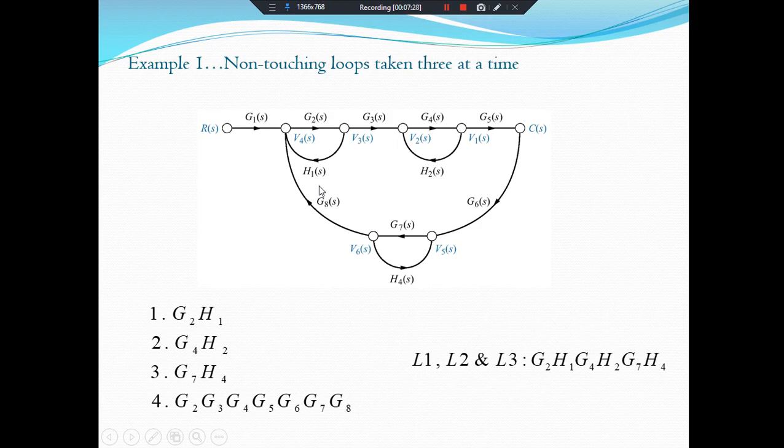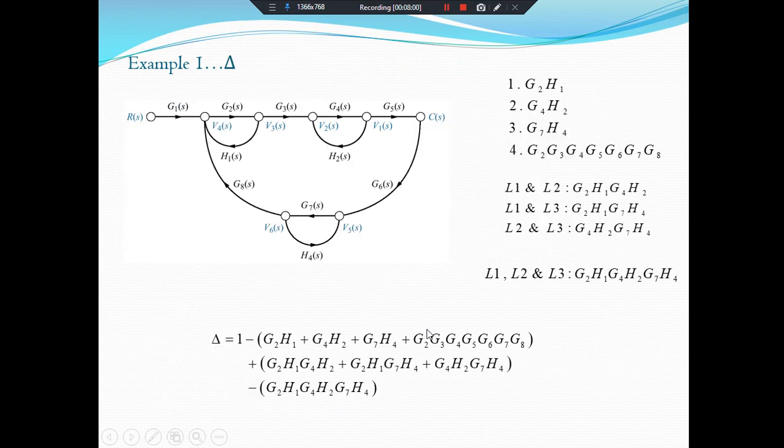Now we will take non-touching loops taken 3 at a time. And what about 3 at a time? We will multiply the loop gains of loop 1, loop 2 and loop 3. These are the gains of loop 1, loop 2, loop 3. We will get the loop gain taken 3 at a time, and we will get this result. Okay. Is there any non-touching loop taken 4 at a time? No, because the fourth loop has a common node with loop 1, loop 2 and loop 3. So this term will not come.